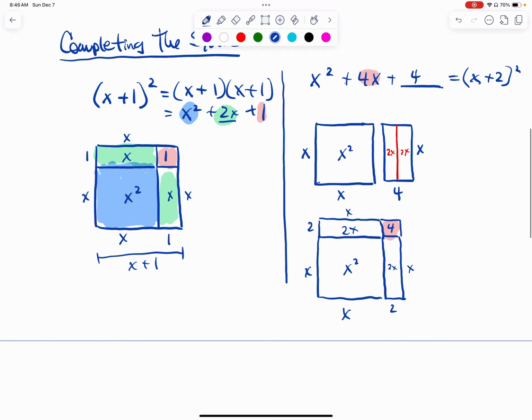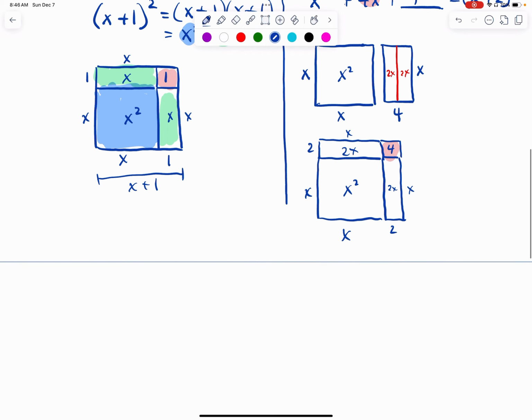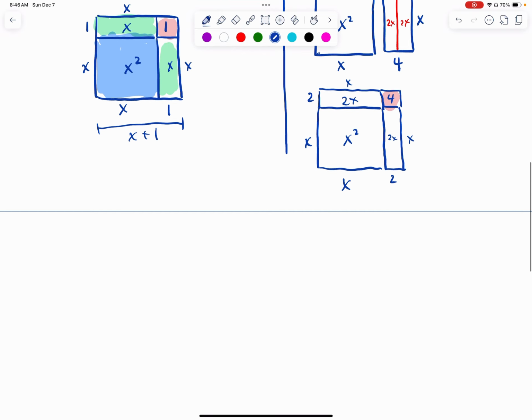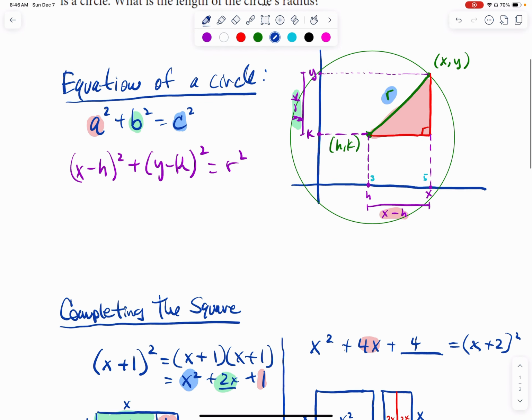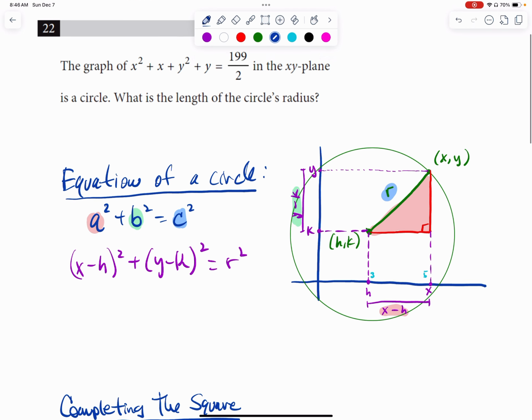Man, you're getting lots of stuff from this one little video, this short video. Okay, so let's see how we're going to apply that to this equation. Well, actually not this one.